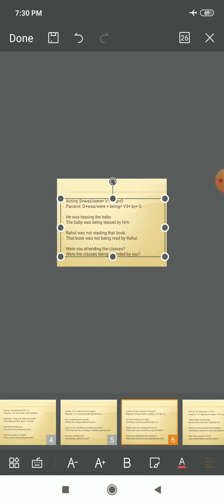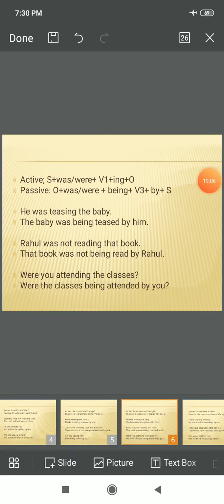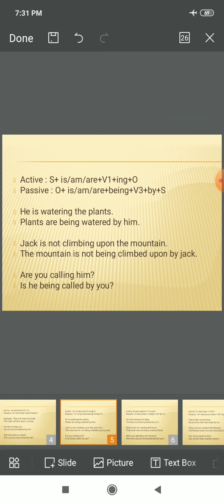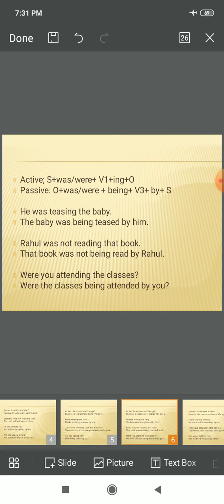So this is was, were plus first form plus ing. This was is MR plus first form plus ing in the rule. So is MR plus first form plus ing became is MR plus being plus third form. Same. When was, were is there in the active voice, was, were would be there in the passive voice also. The only change being in the form of the verb. First form will change into third form. ing will become being in the passive voice. I hope you have learned this rule by now.